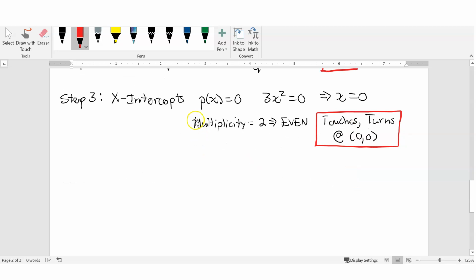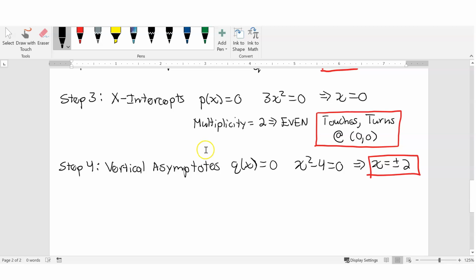In step 3, we find the x-intercept. So we set our numerator expression equal to 0. So we'll set 3x squared equal to 0. And of course, that root is 0. But remember, we can use our concept of multiplicity here. The real factor here is x squared. That multiplicity is 2, or an even number. So we know the graph touches and turns at that point 0, 0.